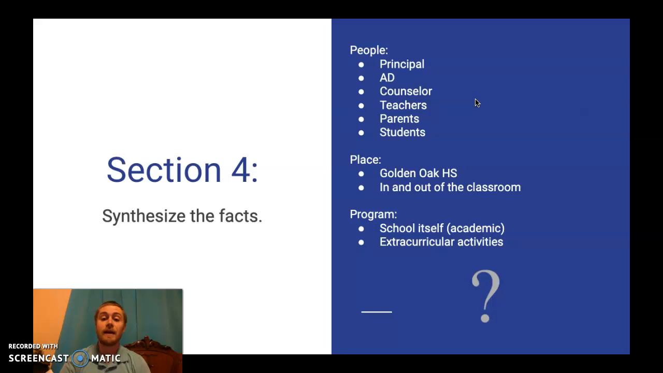It's at Golden Oak High School, and it's happening not just in the classroom with teachers and other staff members, but it's also happening outside of the classroom with the coaching and especially the parents at home. So the program is the school itself, especially the academic program, and the extracurricular activities that are being offered play a role in this as well.